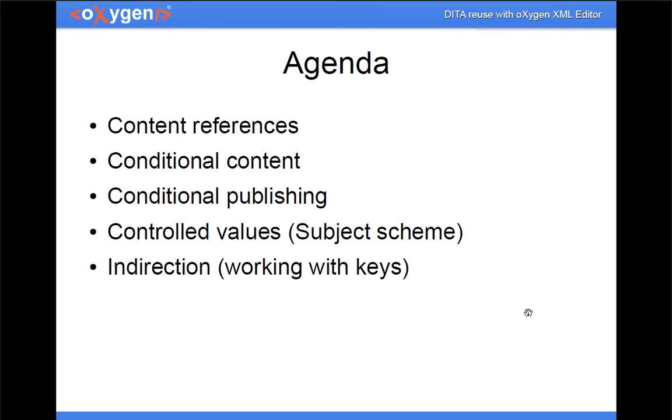To begin with, here is the agenda for today's webinar. Like I said, a big feature in DITA is the ability to reuse. So we will begin with some reuse scenarios, and we will follow with conditional content and conditional publishing cases. Next, we'll see how we can control the values for our attributes through a subject scheme. And last but not least, we will introduce the indirection mechanism in DITA 1.2, basically working with keys.